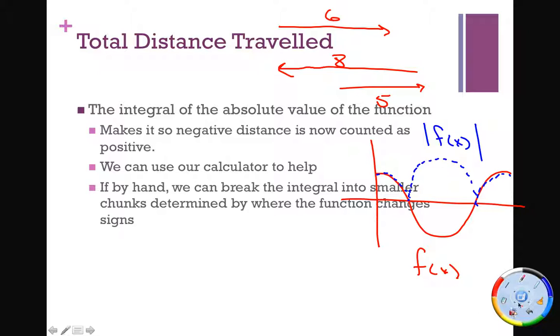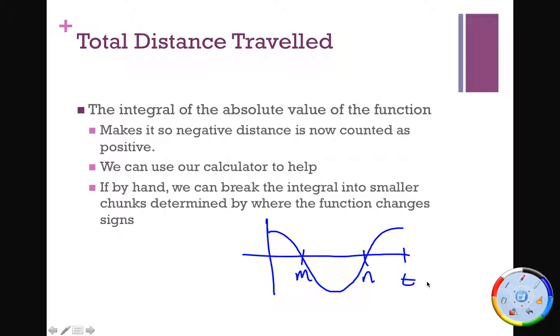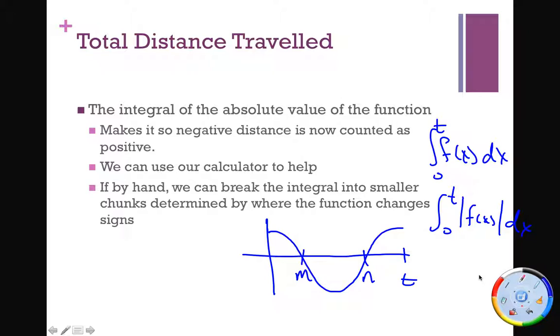If we were to do it by hand, I kind of like to do things by hand sometimes. Let's say this was an M, and this is an N, and the total time is T. I could find the integral of f of x from 0 to t dx, but that would find me displacement. But if I wanted to do it by calculator, I would just type in 0 to t of the absolute value of f of x dx. But by hand, I would actually want to do it a little bit differently.